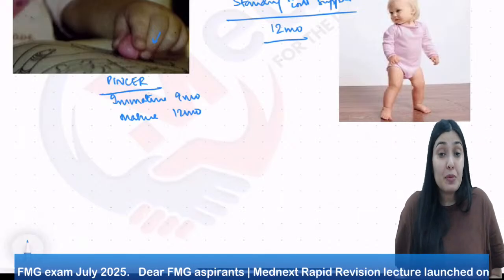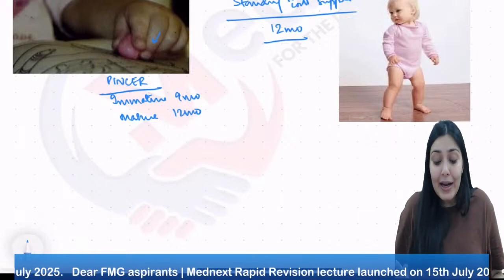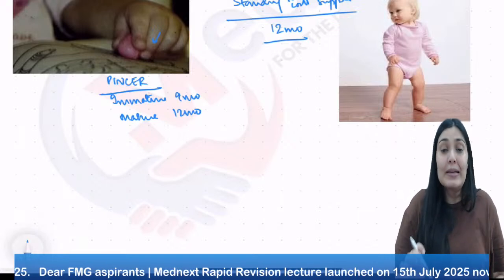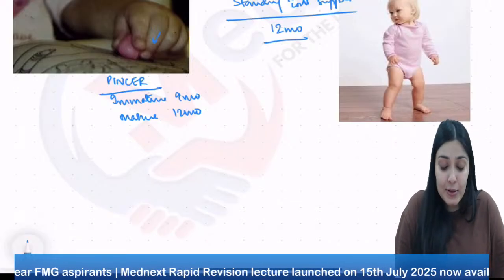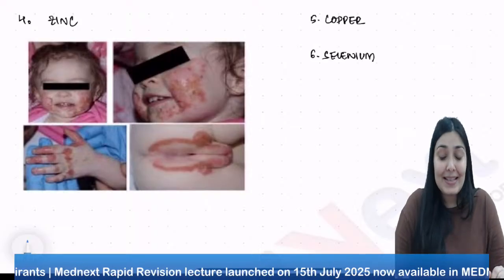So by the first birthday, the child will be standing independently and cutting the cake, right? So this is standing without support. Some of the important milestones we have discussed over here. Moving down to some important deficiencies, right?